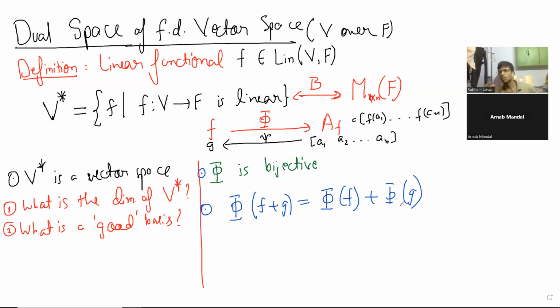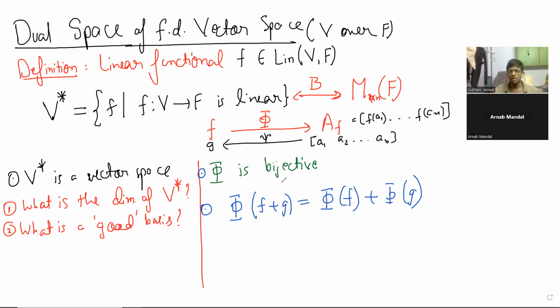You have to just show that the matrix of f plus g will be the sum of the two matrices, the matrix of f and the matrix of g. You just write the matrix of f plus g, write the matrix of this, write the matrix of this, and just see for yourself. It will be equal. Yeah, so obviously you have to use the linearity.